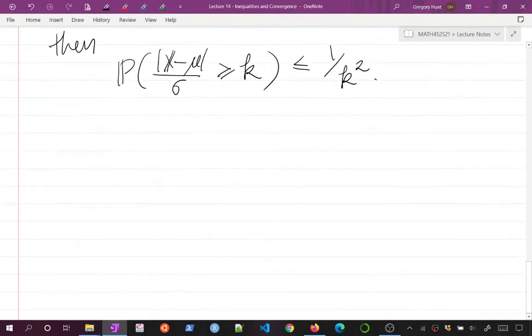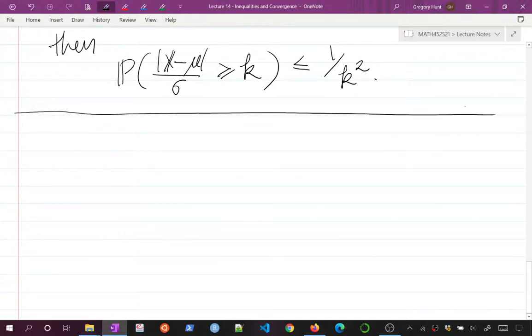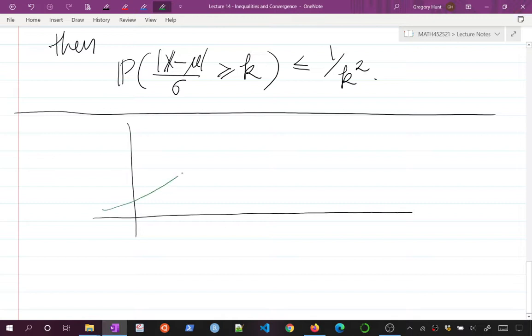So that's the statement. Let's look at pictorially what that means. So here is, I'm going to draw a PDF. Everyone always likes to draw these normal PDFs. Not everything's normal, right? You can have some weird thing. We don't really care exactly what it is. Maybe that's the PDF.